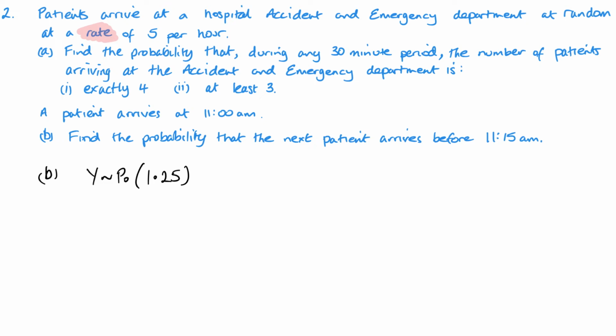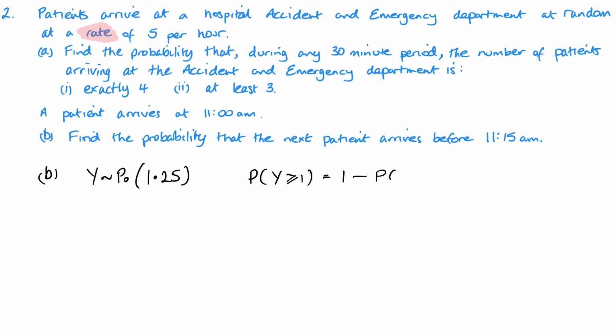Now, finding the probability that the next patient arrives is a tricky one, because what immediately screams to mind is, oh, I must do y equals 1. But that's not really the case, because you're looking at the next patient arriving before 11:15, but there's nothing to say that there couldn't be 2 patients or 3 patients or more. So what you're actually looking at is greater than or equal to 1. Okay, you want at least 1 patient arriving before that. That's what the probability is going to be all about.